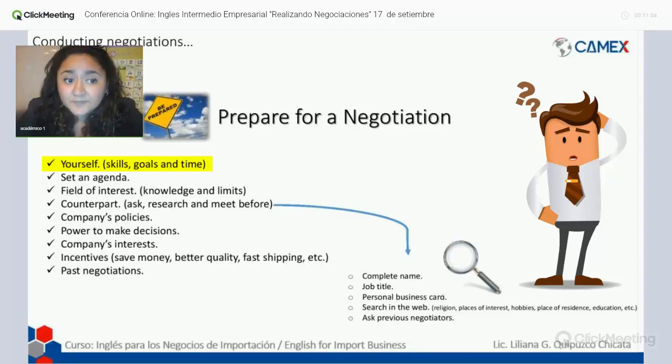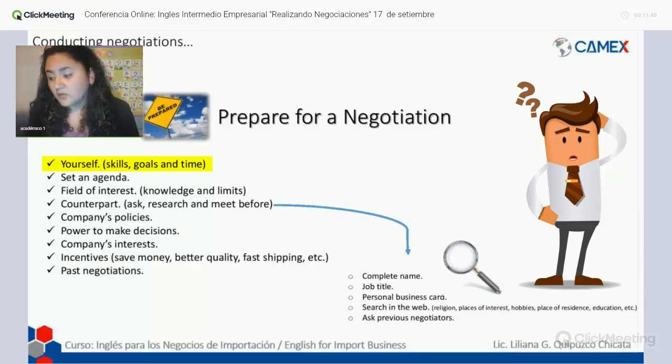And then the time. I have to know how much time I have for a negotiation so I can prepare myself and I can know that I have only 20 minutes to talk. So I'm going to divide the time that I'm going to be negotiating into 20 minutes so I don't extend over those 20 minutes.